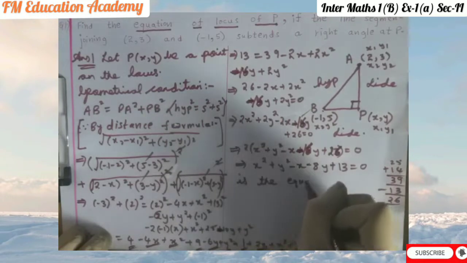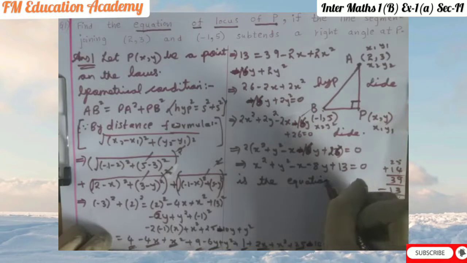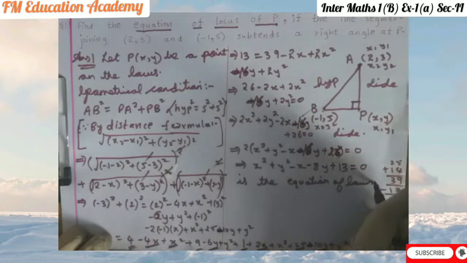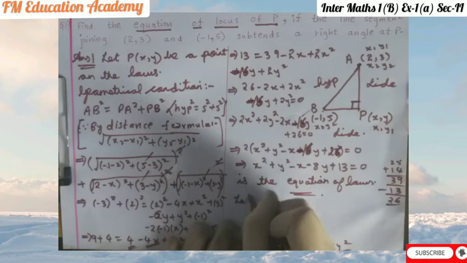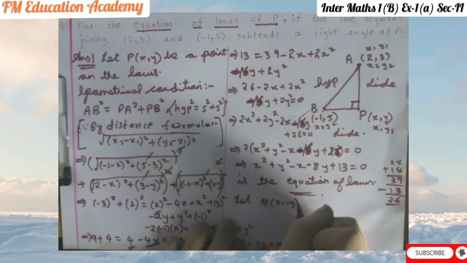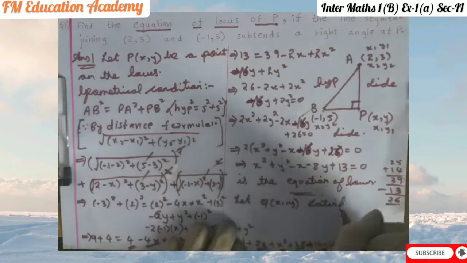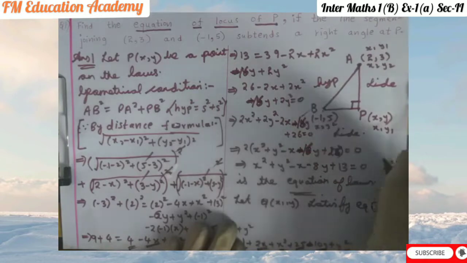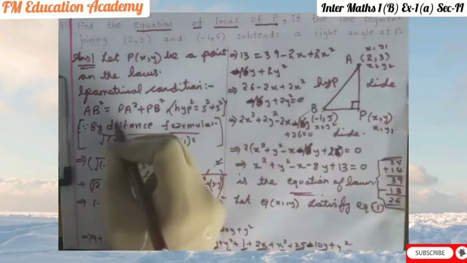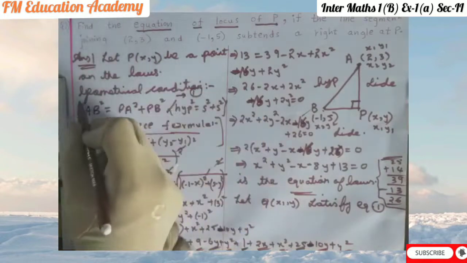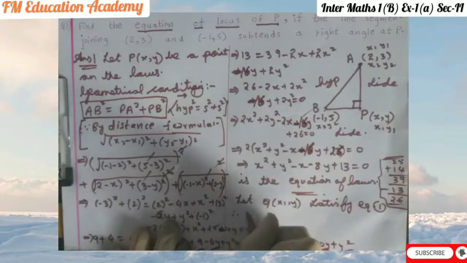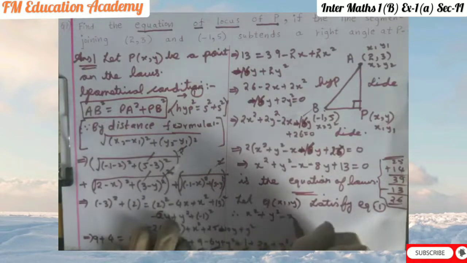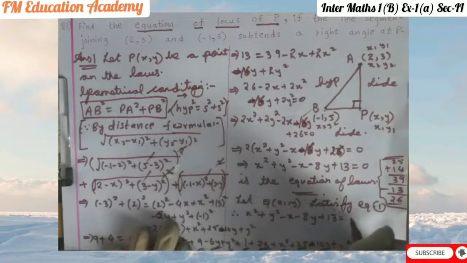Since this sum is very big and complicated, no need to do verification. In section 2 sums, we won't do verification. Okay. So this is our equation of locus. If you want to write one point, you can write that let Q (x1, y1) satisfy equation 1. Directly we'll write that it is satisfying equation 1. What was the equation 1? This was the equation 1. The conditions are always equation 1. So since it is satisfying equation 1, we can say the equation of locus is x square plus y square minus x minus 8y plus 13 is equal to 0.